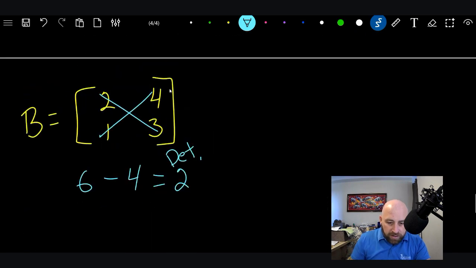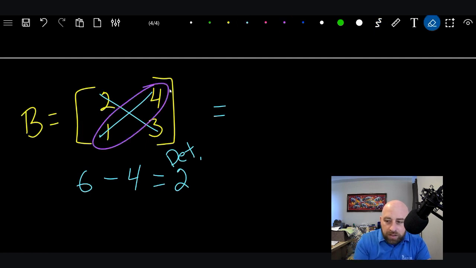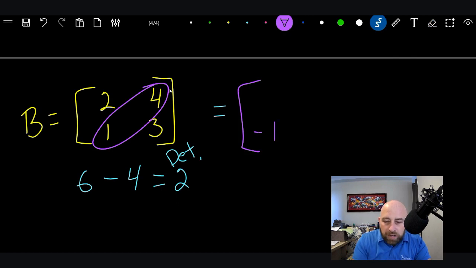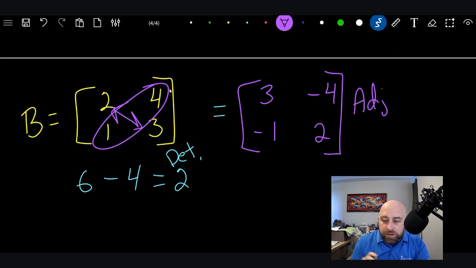So let's go back here, and we're going to write our adjugate matrix. I'll do it in purple. We're doing these two. Let me get rid of these lines here. We'll do those two by -1. So we get -1 and -4. We basically just switch those signs. Now what we do is we switch these two. We just swap their position, 3 and 2. This is our adjugate matrix.